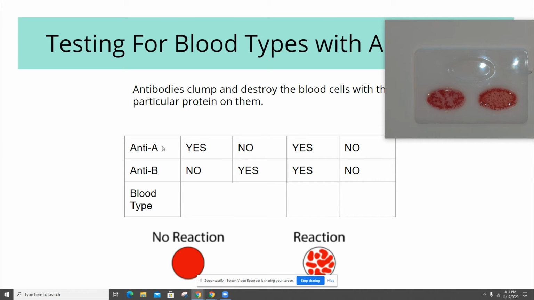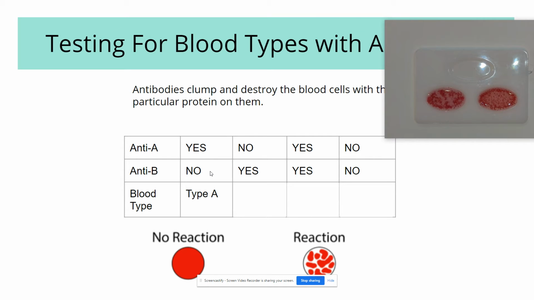And so here's a chart of the 4 different responses you can have with anti-A and anti-B. So you could have a positive result or a clumping reaction with anti-A and a negative with anti-B. And that just means that there were A proteins, but not B proteins. And so the only type of blood that has A proteins but does not have B proteins is type A blood. So if you were to get this type of response that was yes for anti-A, so you had a clumping for the A, but no clumping for the B, then that would be type A blood.